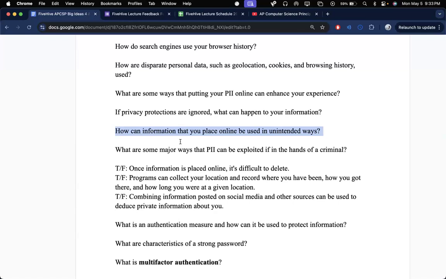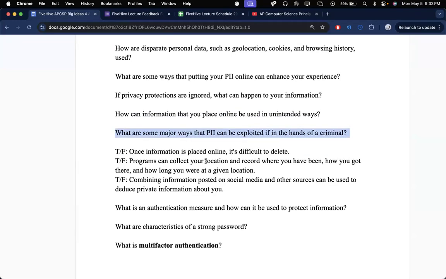Use your credit card info to make unwanted purchases. Absolutely. It can be used to predict information such as social media. Yep, absolutely. It can be used to hyper personalize ads. Yep, great. So all these are ways that they may be used without your permission. So once it's online, it can't be taken off, that kind of thing.